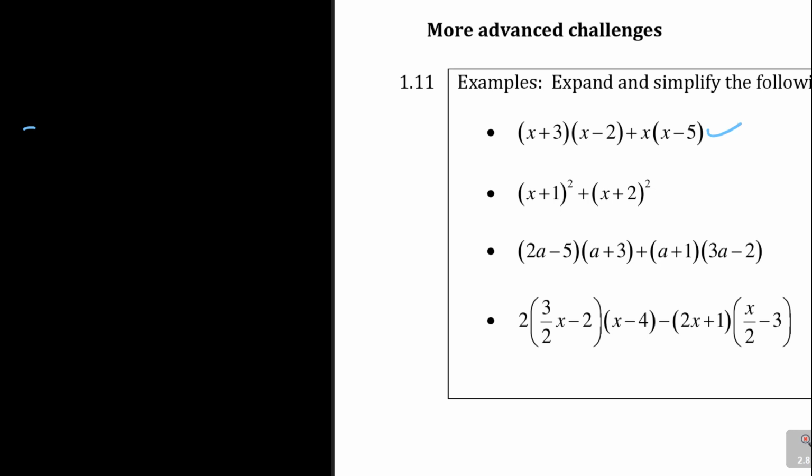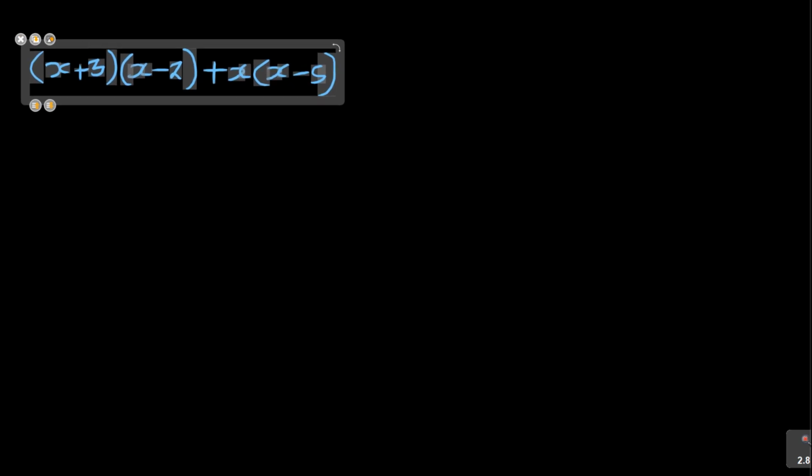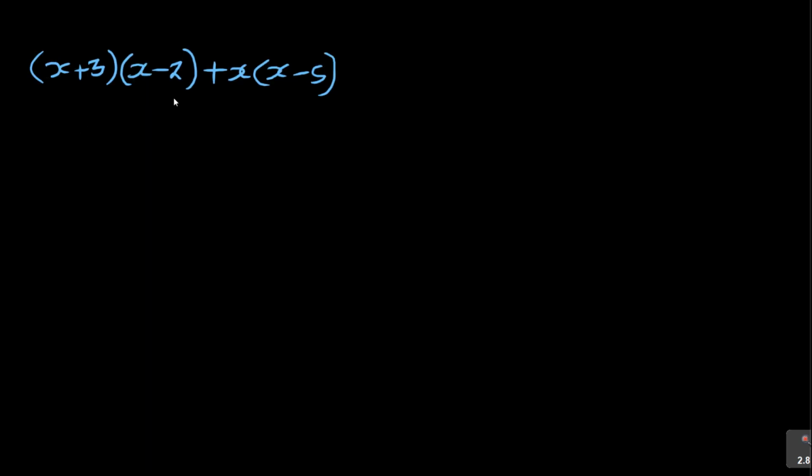It says x plus 3 multiplying x minus 2, and then plus x minus 5. So let's look at this and ask ourselves, how can you approach this kind of algebra problem? One thing that you need to recognize is the two parts. You have got this part, separated by the sign, and you have got the second part. So this is 1, this is 2.